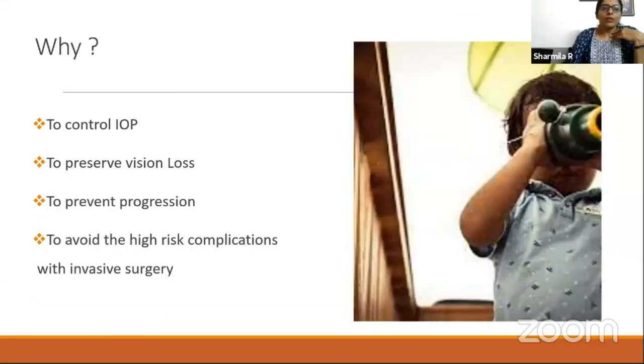So why do we have to do this? Because we need to control the intraocular pressure to preserve vision, to prevent any progression, and also to avoid the high-risk complications of an invasive surgery.